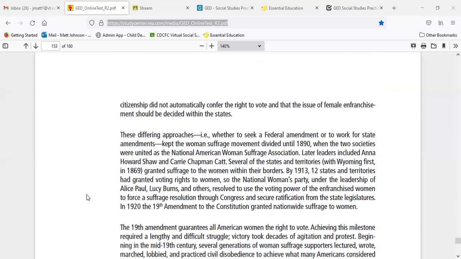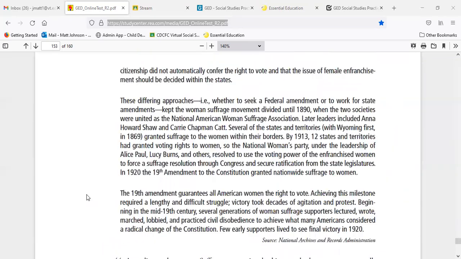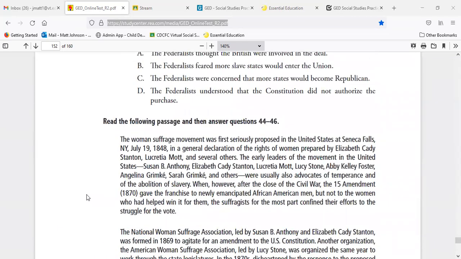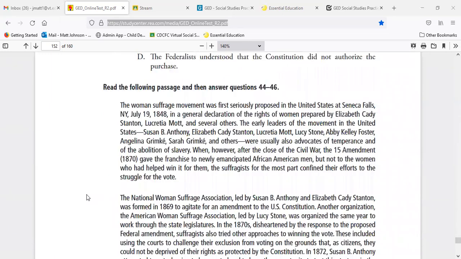44, now here's something we talked about too. We got a little bit of a larger passage, so pay attention here while I read through this one. 44 through 46: The woman suffrage movement was first seriously proposed in the United States at Seneca Falls, New York, July 19th, 1848, in a general declaration of the rights of women prepared by Elizabeth Cady Stanton, Lucretia Mott, and several others.